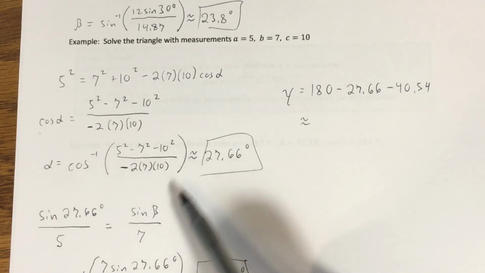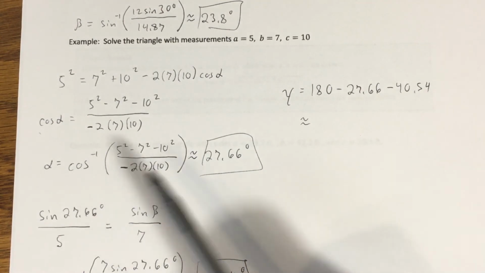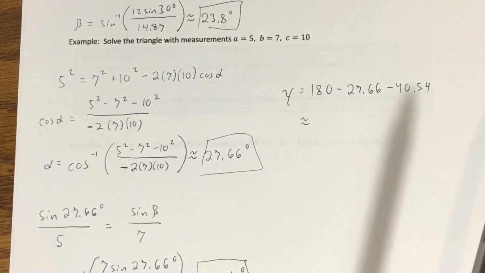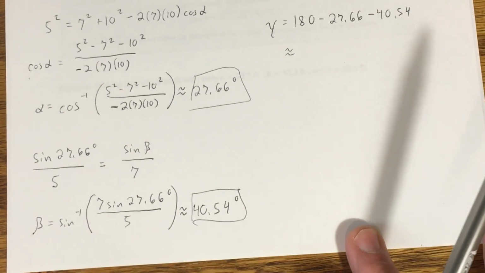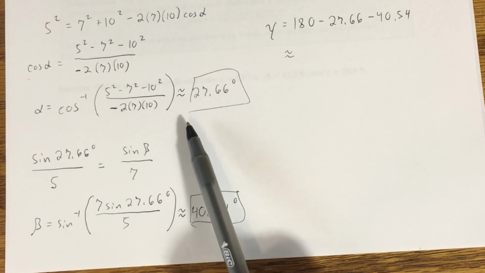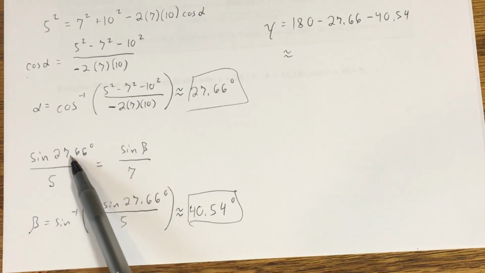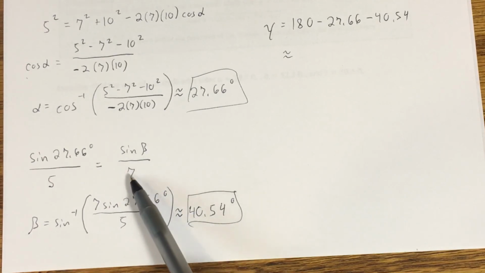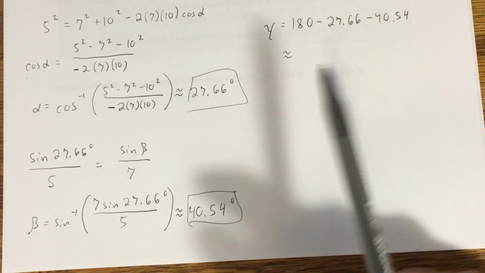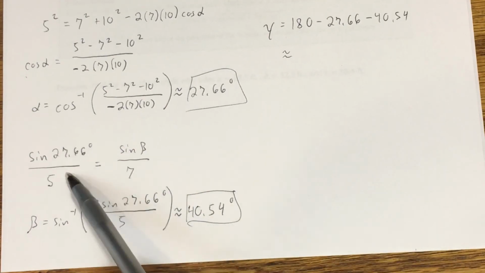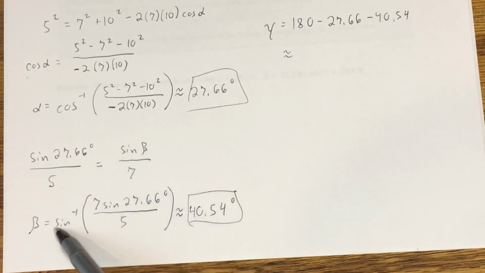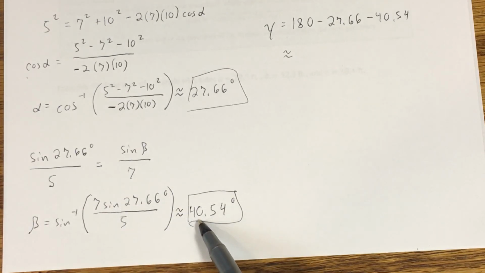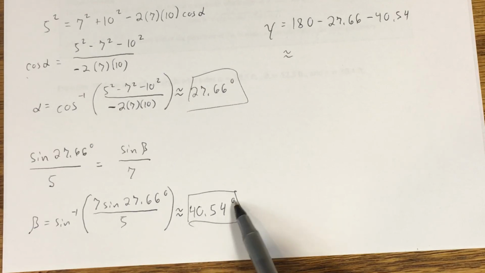Now, like we said before, we're not going to need the law of cosines again, because knowing this is enough to start using the law of sines for the remainder of this problem. Using this 26.66 degrees, I'm going to do sine of alpha, which is what we just found, over a, 5, equals sine of beta over b, 7. We know b. So again, you would cross multiply and then solve for beta by taking an inverse sine. Beta will come out to the inverse sine of this, which is equal to, well, approximately 40.54 degrees.